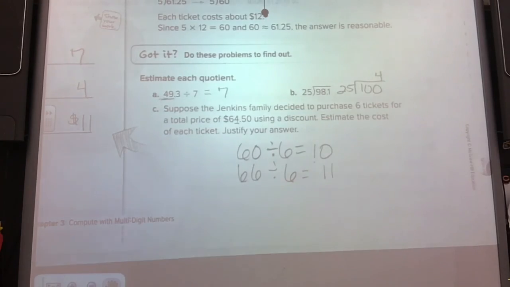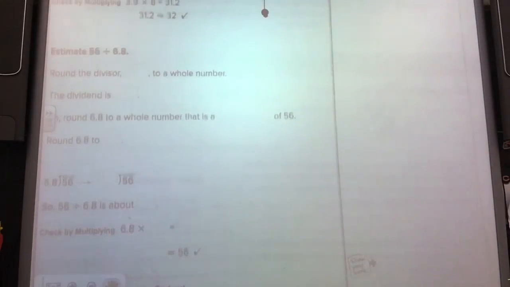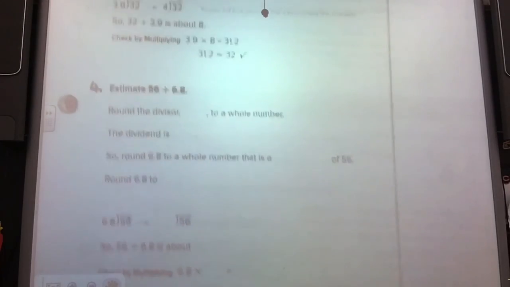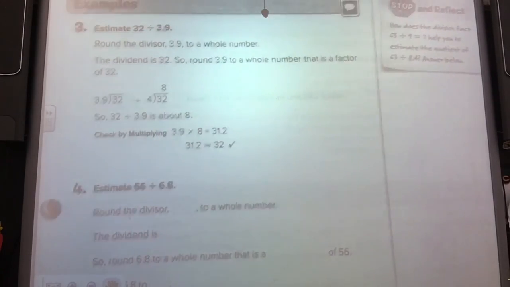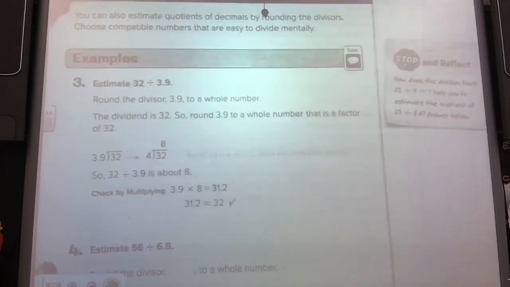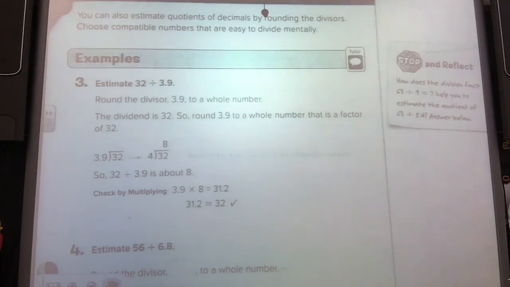All right, if you have questions, check with an elbow partner real quick, and we are going to move on to this other side. Page 225, we're going to estimate by rounding the divisors. Next, in part 2, scoot it down a little bit. So when you get done, flip this over, and we're going to talk about this in part 2.